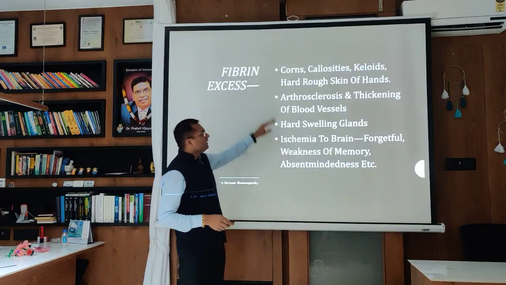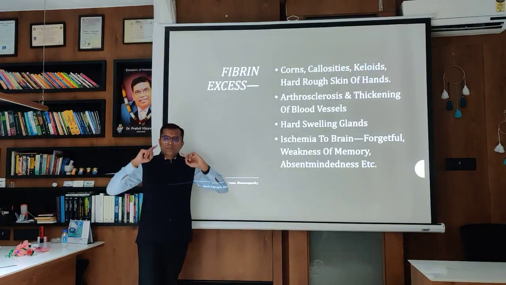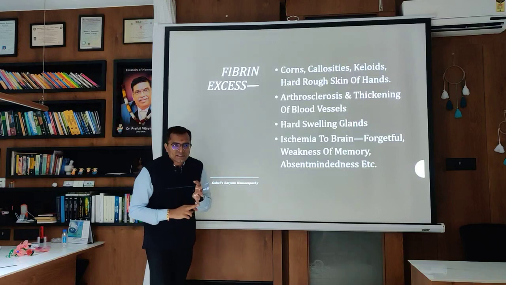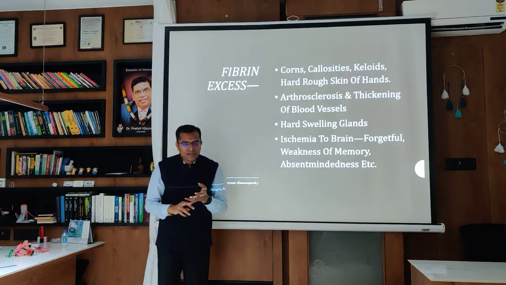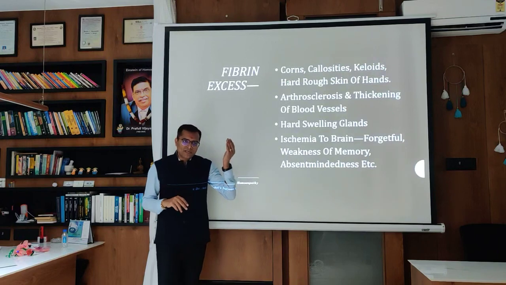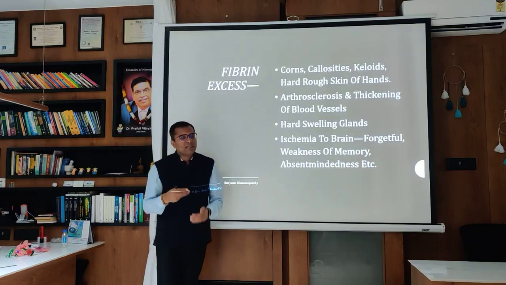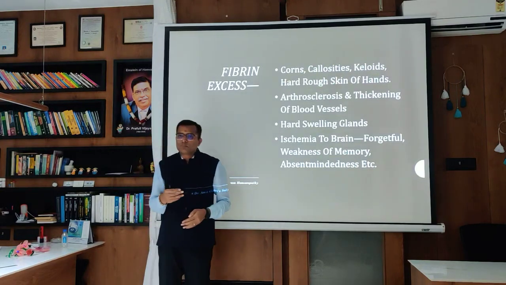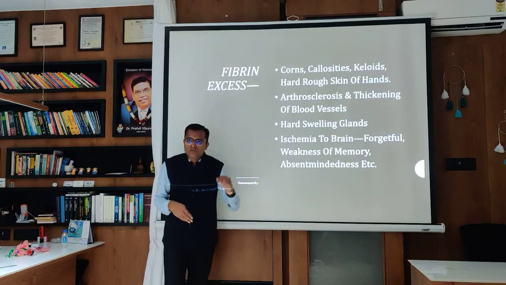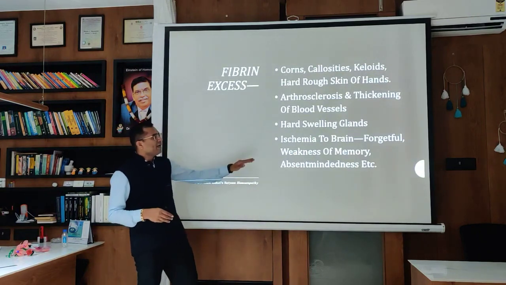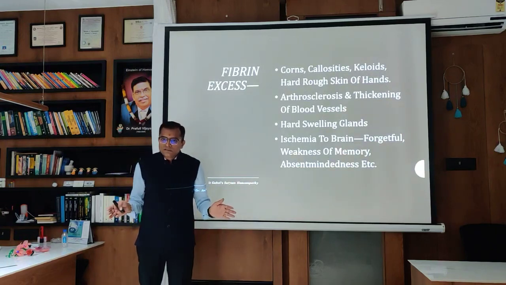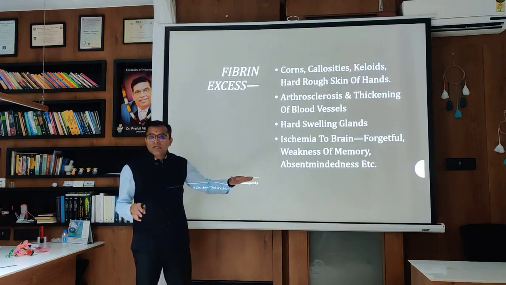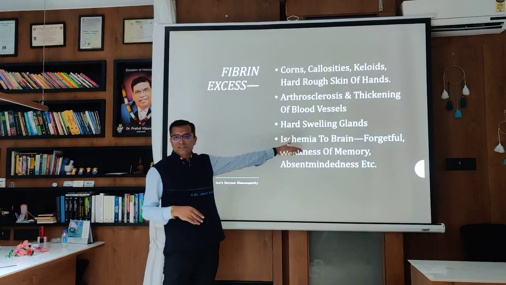Ischemia, again, what happens? The circulation becomes slow. So the brain gets less nutrition in terms of oxygenation, in terms of carbohydrates. So that leads to ischemia at the level of the brain. So when there is ischemia, what happens at the brain level? Brain cannot function properly. And if the brain cannot function properly, it goes into shutdown or slowness. So this slowness represents at the brain level as forgetfulness, as weakness of memory, or absent-mindedness. Are you getting me? How this fibrin excess leads to this process?